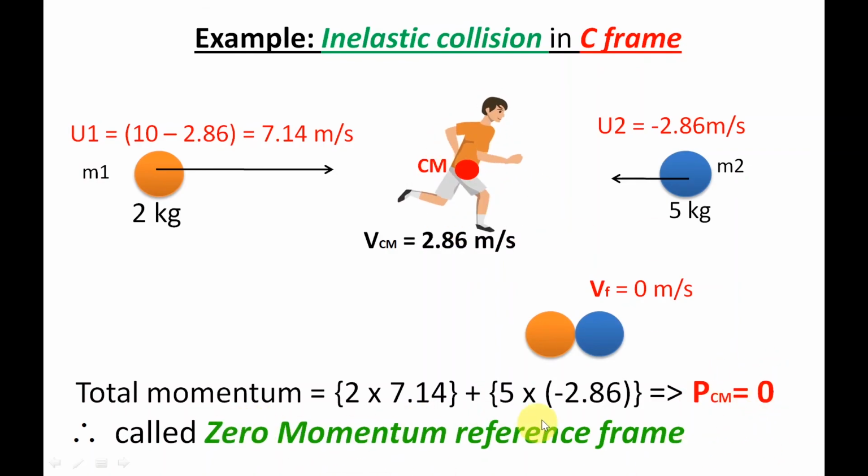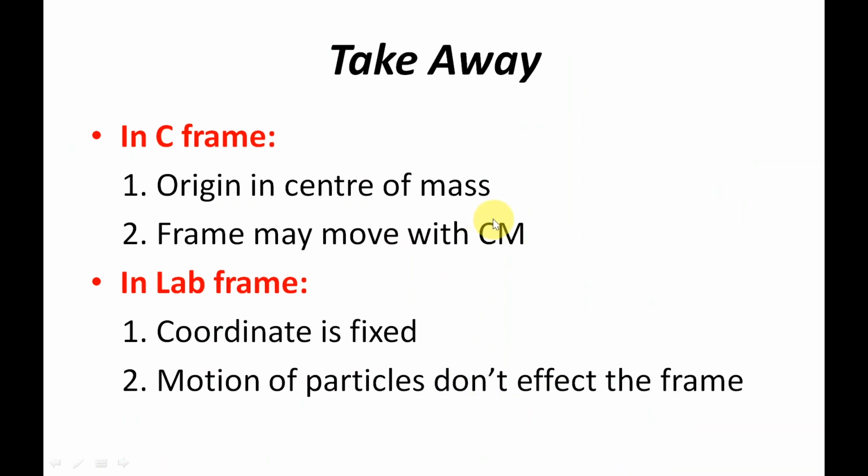So that is why it is called the zero momentum reference frame. This is one of the mandatory conditions of the center of mass frame of reference. Whatever type of collision it may be, whenever an observer is standing on the center of mass, you will always calculate the momentum of the whole system as zero, whether it is before collision or after collision. So this is a mandatory condition, and that is why the center of mass frame of reference is called a zero momentum reference frame.